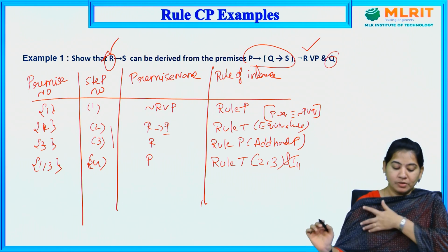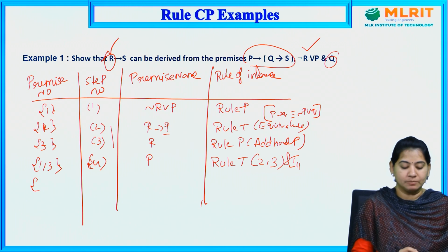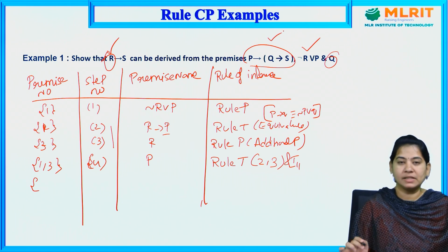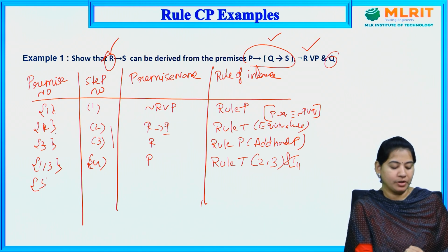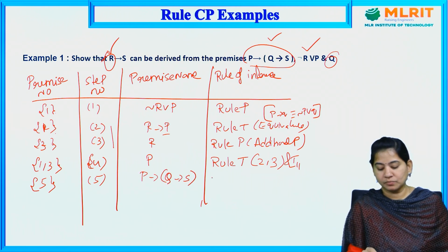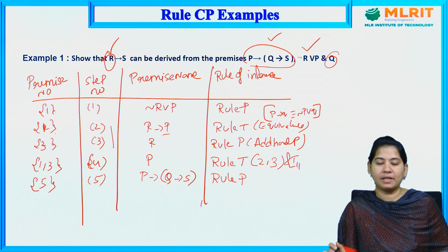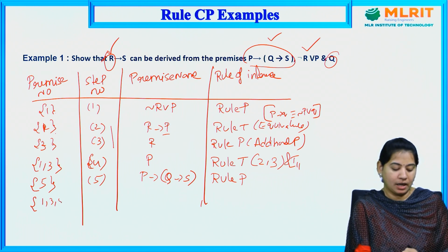So what we have to do here, the next premise that we are going to add is P implies Q implies S. The premise number is 1, 2, 3, 4, 5. So this is the 5. Step number is 5 here, and the premise is P implies Q implies S, which, as it is the given premise, we have to write rule P. So next, 1 comma 3 comma 5.